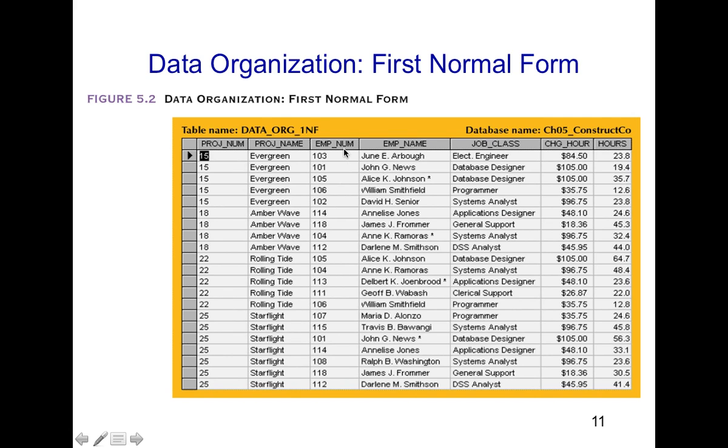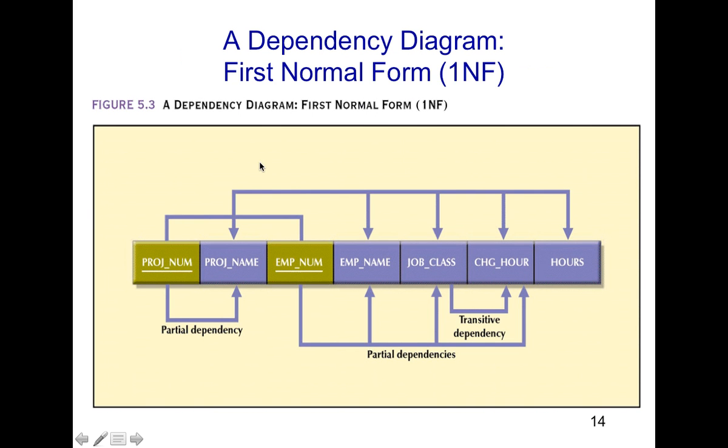So if we look at this and we say, well, which project is employee number 103 working on? Well, it could be the Evergreen project or it could be 15. We have two pieces of data that are going to be used to identify that. So employee number could be used for the project name. Project number could also be used for project name. They're partial because they're not a complete one-to-one match.